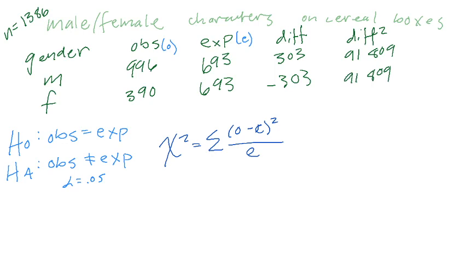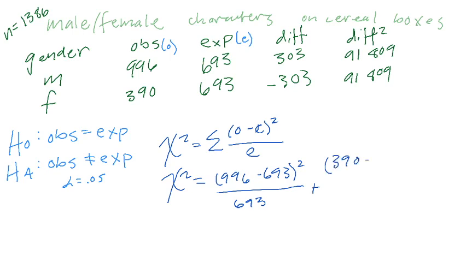All right, so this is just how the table can help us fill in some of this information, but what we could also do is simply plug this into the formula, right? So we would take the observed for males minus the expected value for males squared all over the expected value. And then we would do the same for females. All right, 390 minus 693 squared all over 693. And we could do the math from here, all right?